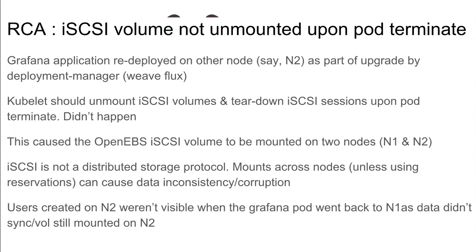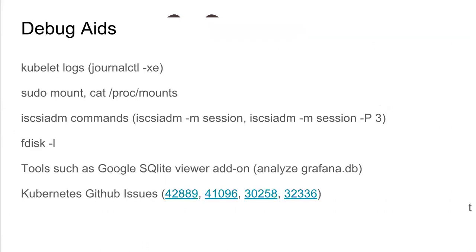It is interesting to note that on the first redeploy, that is the first time the pod moves to another node, the users are still seen because it's a fresh mount, but subsequent redeployments and movements of the pod can cause the issue to manifest. So I'll just show you the YAML for the Grafana application that was being used, as also the storage pool and the storage class YAMLs used in the environment.